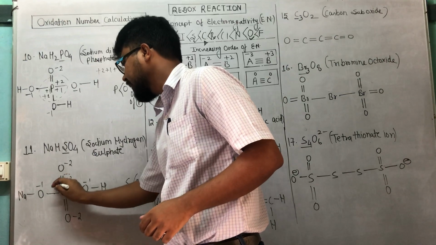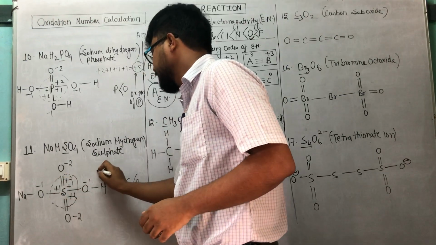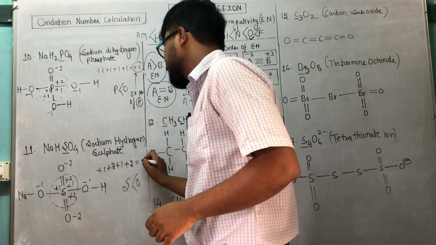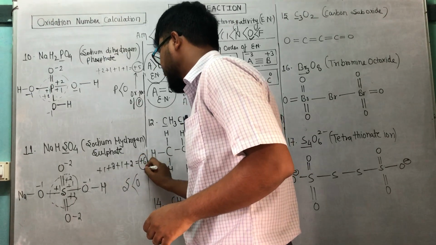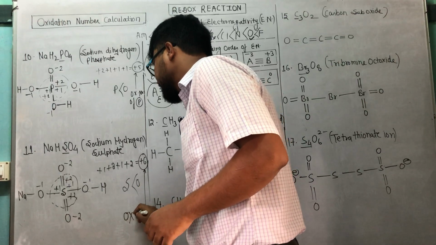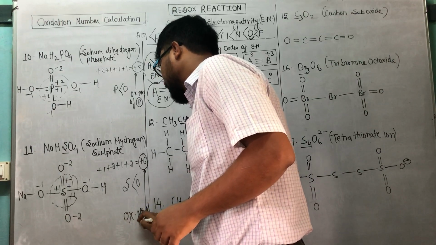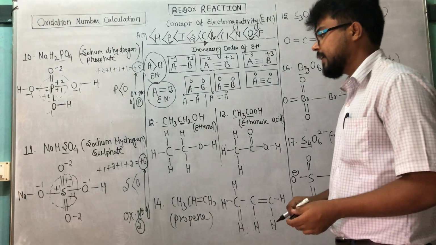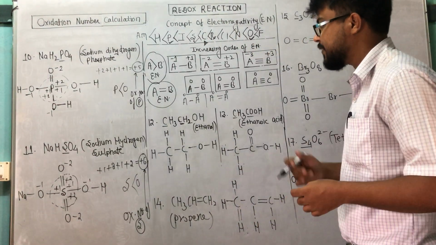Now check the sum. How much? The sum is +1 +2 +1 +2. The answer is how much? It is +6. What is +6? It is the oxidation number of sulfur, correct? I think you are getting me, and it is interesting, we can say also.